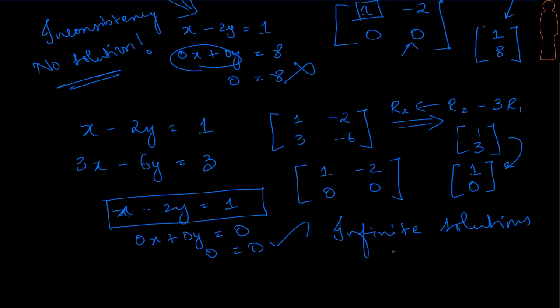So I said if y is equal to 2, then x is equal to 5. If y is equal to 1, then x equal to 3, and you can keep going on, right? You can keep changing y to any value, and you will definitely find an x for it, and that means that it has got infinite solutions.